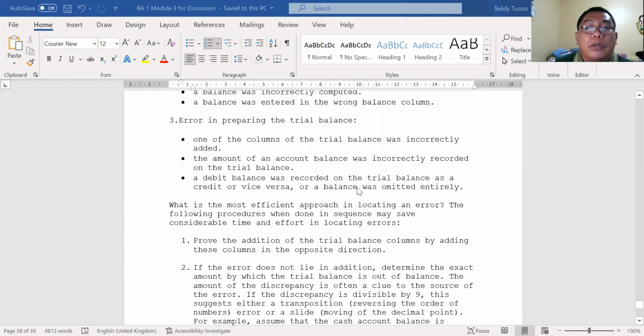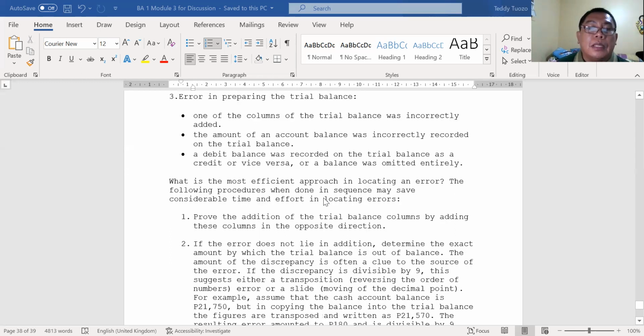The amount of an account balance is correctly recorded on the trial balance. Okay, that was the one that I discussed earlier. And the debit balance was recorded in the trial balance as a credit or vice versa, or a balance was omitted entirely. So kibali wala nimo ma-transfer, gikan sa general ledger wala nimo ma-transfer sa trial balance. Or a debit balance was recorded as a credit and a credit as a debit, no? So as I've said kanina, gikan general ledger, imo gibutang sa debit na dapat credit, or a credit na gibutang nimo sa debit.